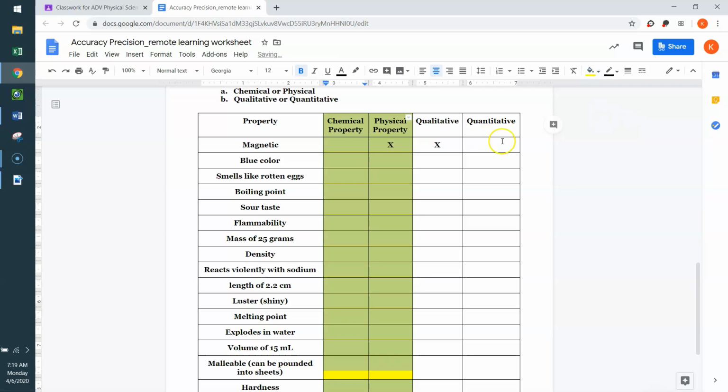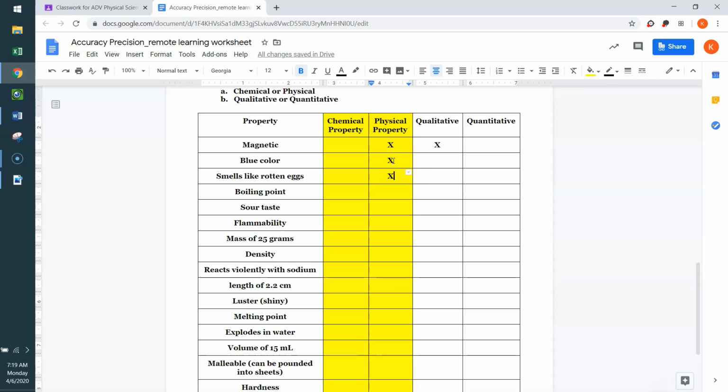There it is. Okay. So I'm solely looking at chemical and physical properties. Whether or not something is magnetic is a physical property. It does not change what the substance is made of just because it's magnetic. It's just something that it does. If it's blue in color, I would say physical. It's describing what it looks like. If it smells like rotten eggs, I would also say physical.